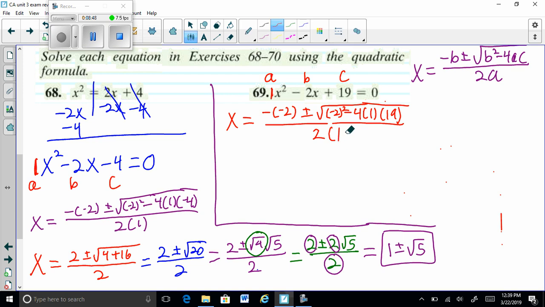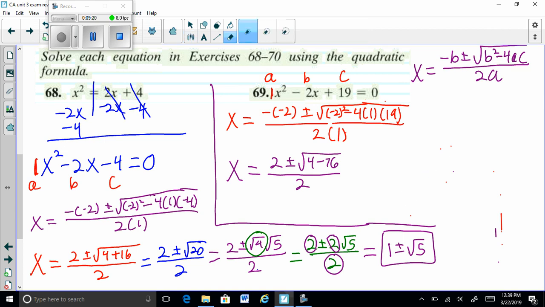All right. So we'll go ahead and clean this up. So let's see, double negatives turns to 2, plus or minus the square root. Negative 2 squared is 4. And then 4 times 1 times 19, let's see, I believe that gives us 76. So we're going to get minus 76, all over 2. Okay. So we'll go ahead and clean that up here.